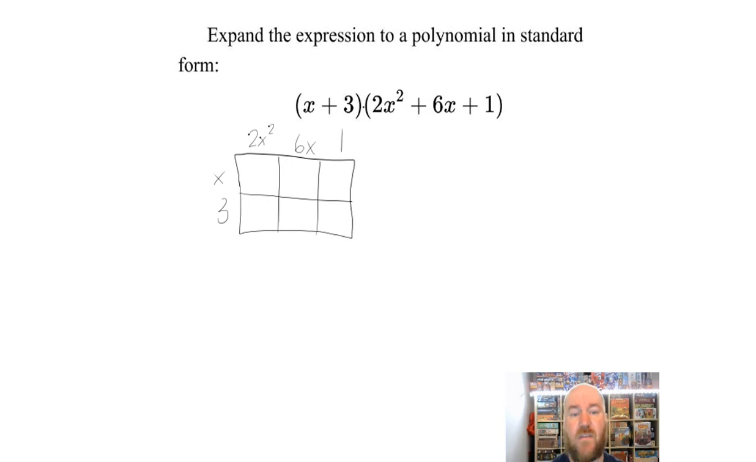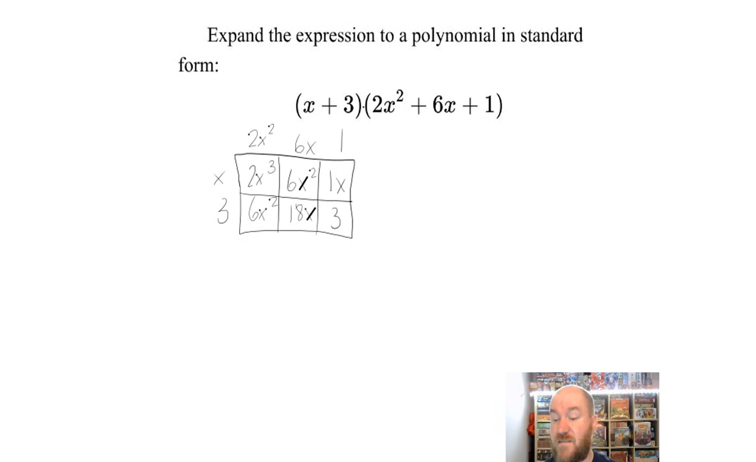Let's fill in all the boxes. 2x squared times x would be 2x to the third. 6x times x is 6x squared. 1 times x is 1x. 2x squared times 3, 6x squared. 6x times 3 is 18x. And 1 times 3 is 3.